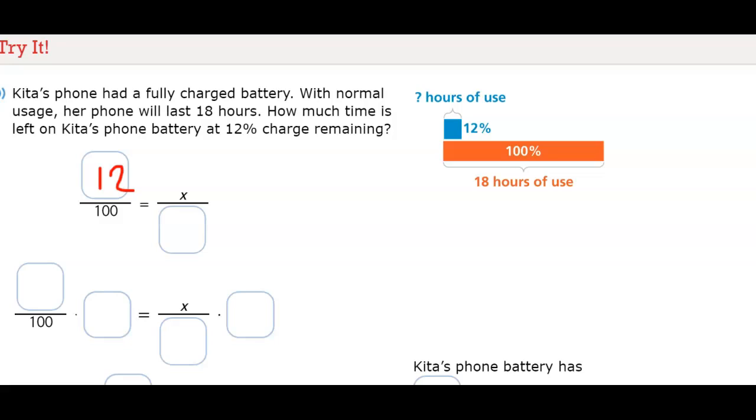And we also have to put x, which is going to represent the hours of use, and the bottom denominator is equivalent to the 100, which is 18 hours. So at 100%, there's 18 hours of use. At 12%, we don't know how many hours of use, so that's what we're solving for. On the next part, we still put 12 over 100, and then we're multiplying that by our 18.